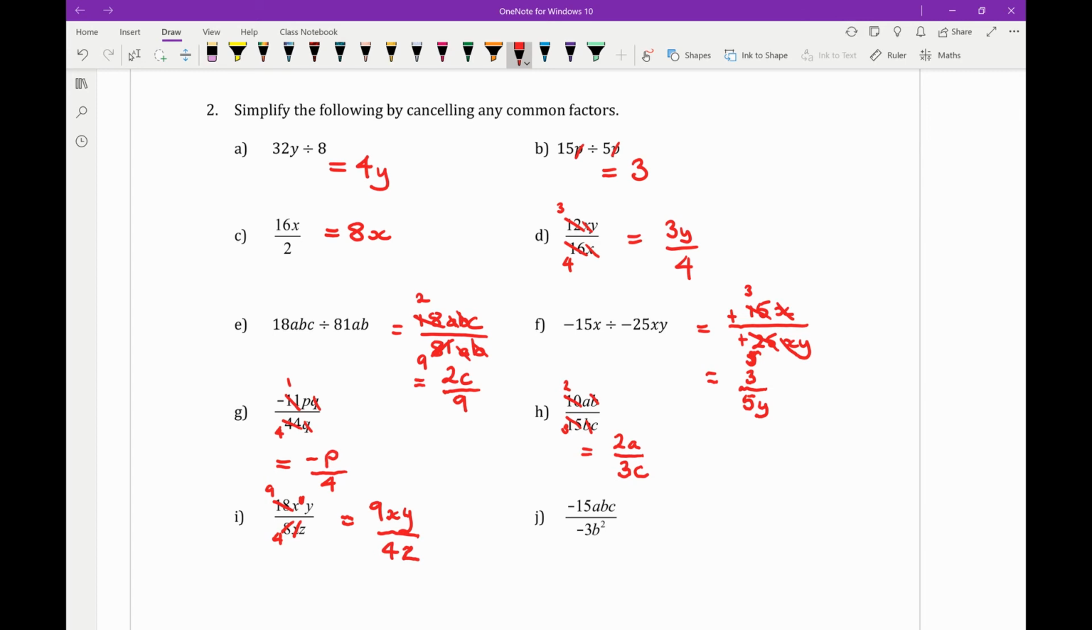And J, remember that minus signs can cancel off. 15 does divide nicely by 3 and gives us a 5. The a is not going to cancel, but we can cancel one of the b's off with one of those to get rid of the squared. And all that's left is 5ac on the top, and on the bottom all that's left is a b.